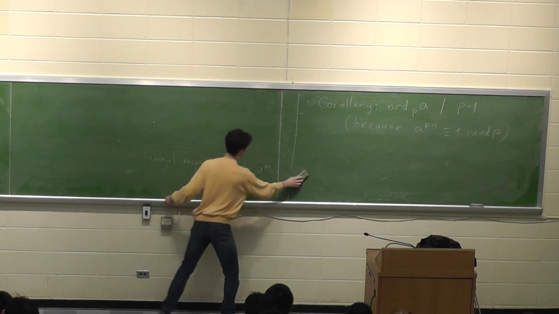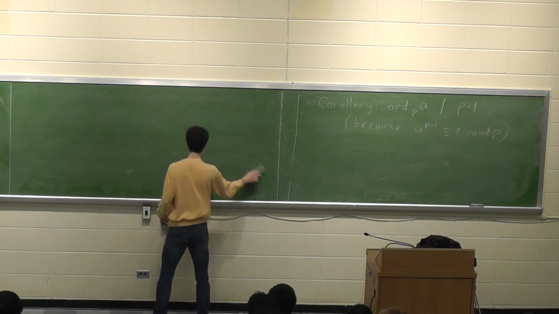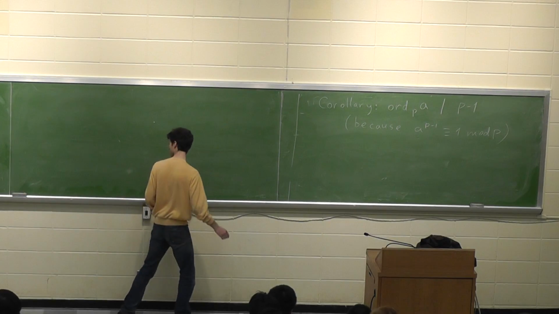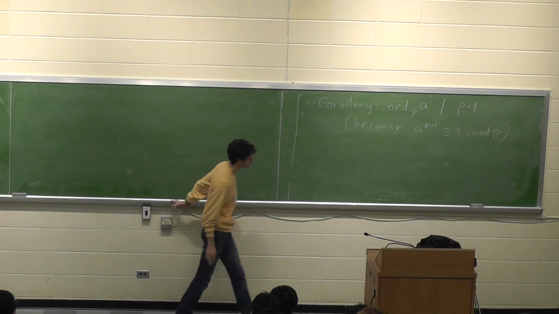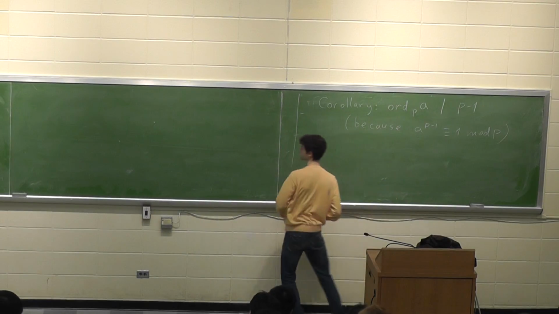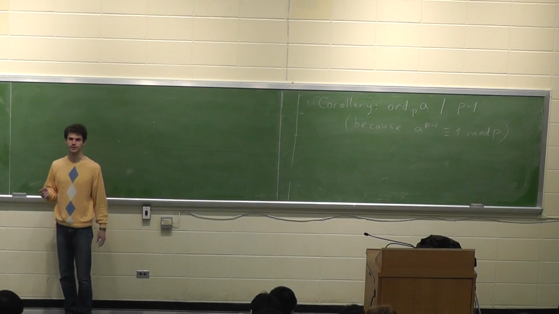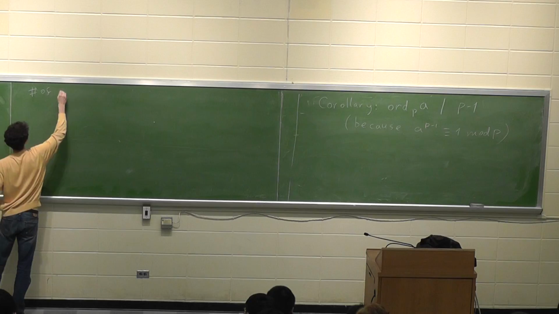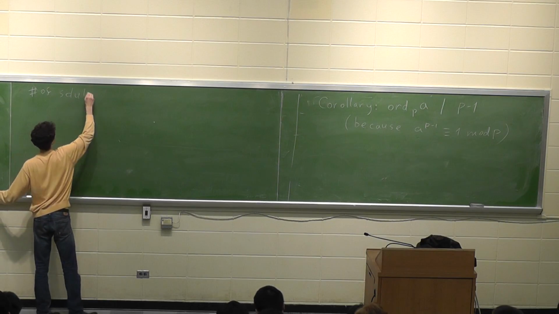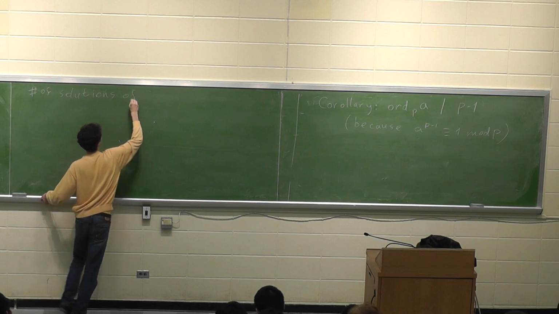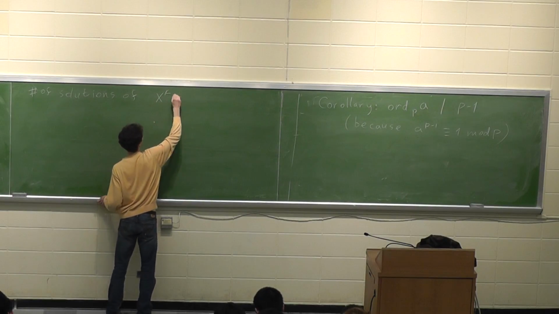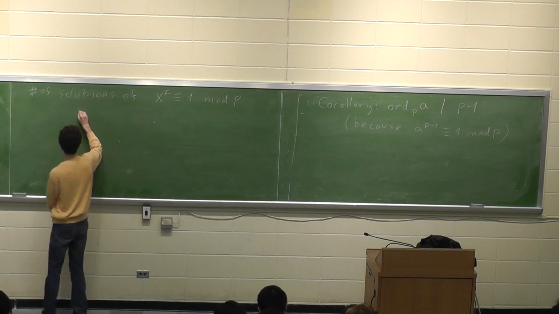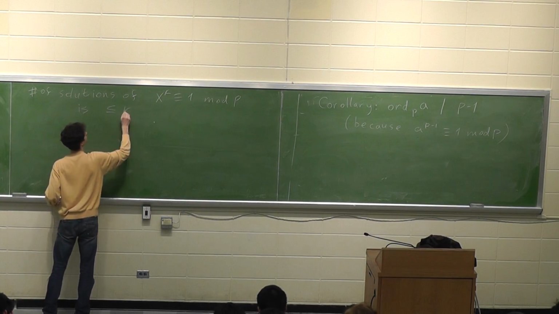We'll make a series of observations, and in the end we'll get an extremely precise, complete answer. So, observation number 1: the number of solutions of the equation x to the power k is congruent to 1 modulo p is at most k.